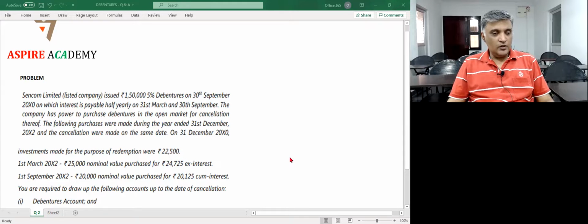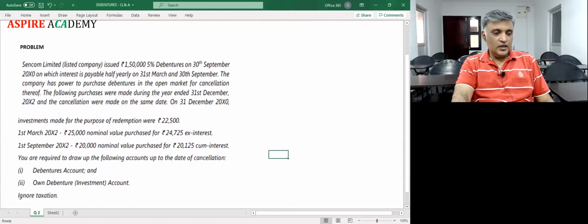On 31/12/X0, investments held for the purpose of redemption were 22,500. On 1st March X2, rupees 25,000 nominal value purchased for 24,725 ex interest. On 1st September X2, rupees 20,000 nominal value purchased for 21,25 cum interest. You are required to draw up the following accounts up to the date of cancellation: debentures account and own debenture investment account. Ignore taxation.